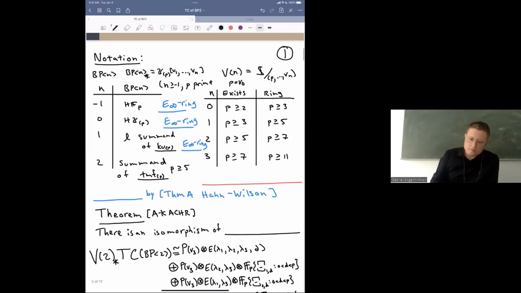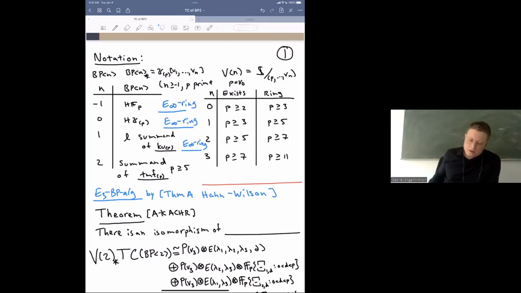In order to make this calculation possible, we knew that BP⟨n⟩ was an E1 ring spectrum since around the year 2000. But to make these kinds of computations possible, we really needed the groundbreaking work of Hahn and Wilson, where they prove that BP⟨n⟩ is actually an E3 ring, and in fact an E3 BP-algebra, and that's for all n. So we will use that in a key way.